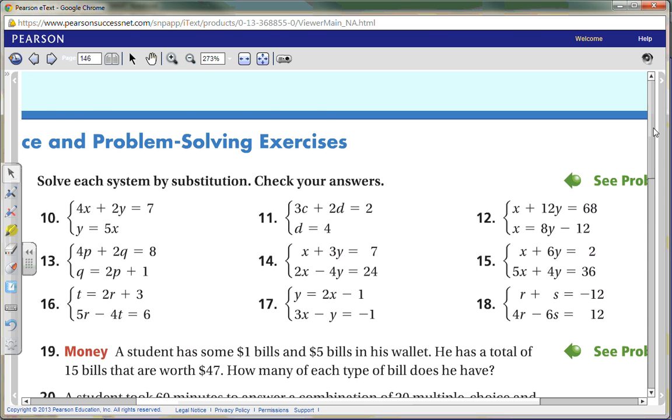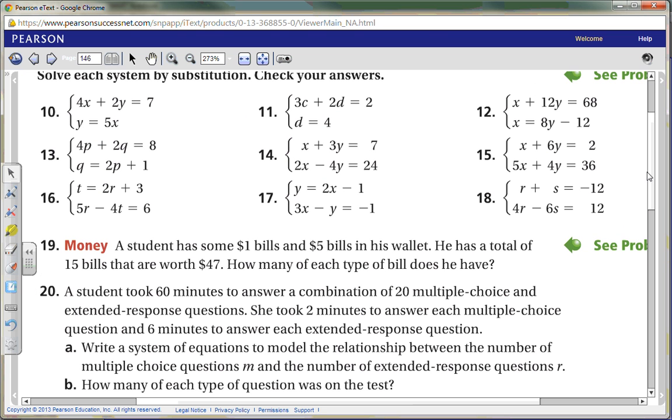I said in the instructions that you can do either elimination or substitution. Directions state that you're supposed to use substitution. I'm giving you the option to use either or. Do you understand that? I'm telling you this because I want you guys to learn to justify when to use elimination and when to use substitution. Does that make sense? Okay?